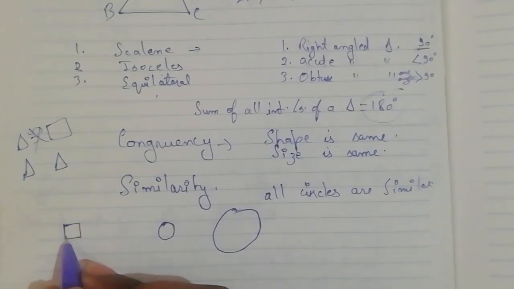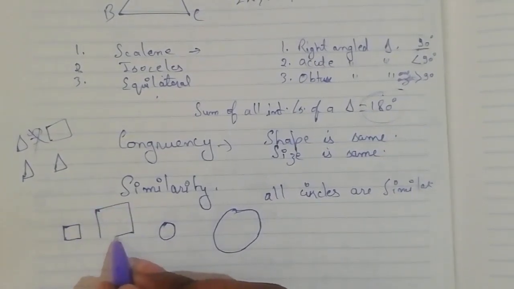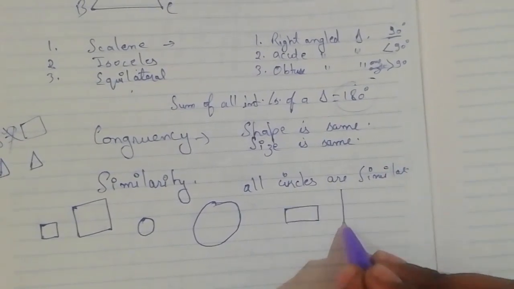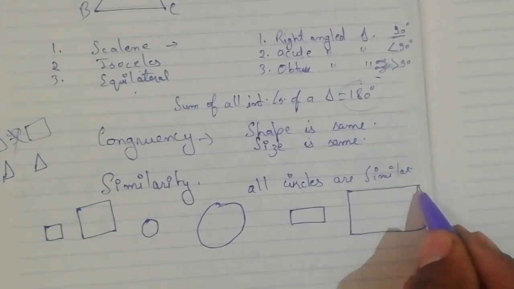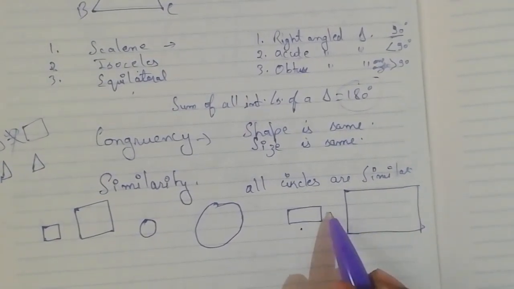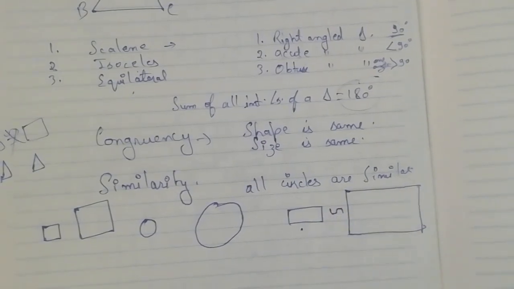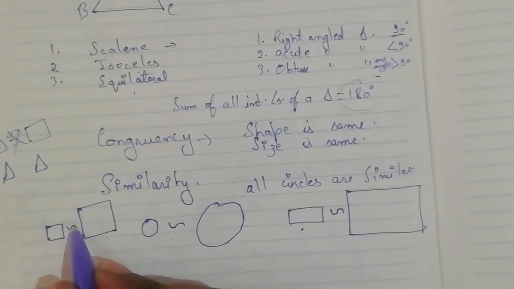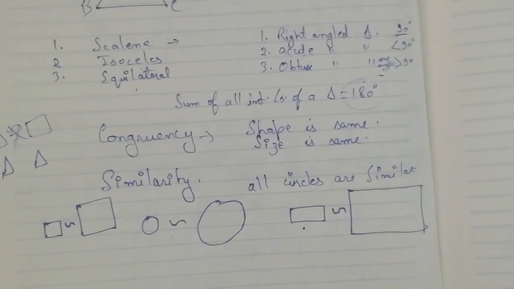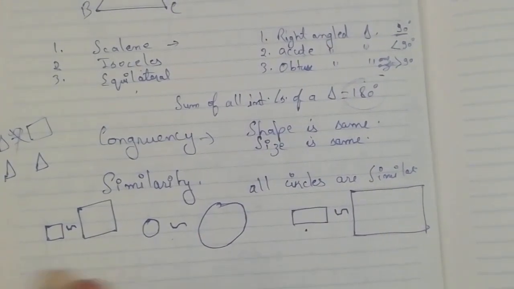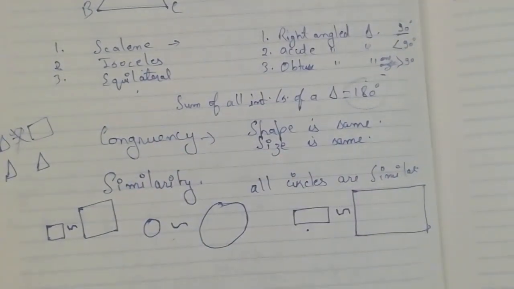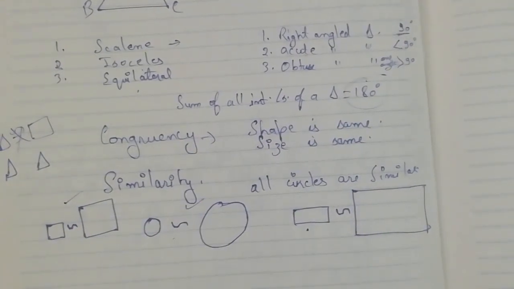Look, this is a square, this is also a square. This is a rectangle, this is also a rectangle. So a rectangle is similar to a rectangle. This is the sign of similarity, a sleeping S. So these two figures are similar to each other. For similarity, size doesn't matter. If two objects are of the same shape, two squares will be similar to each other. Definitely all the circles are similar, not congruent to each other.